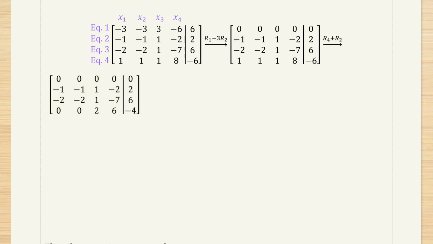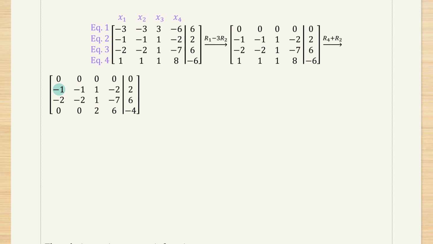Row 4 plus row 2. 1 plus negative 1 is 0. And again, 1 plus negative 1 is 0. 1 plus 1 is 2. 8 plus negative 2, think of it as 8 minus 2, is 6. Negative 6 plus 2 is negative 4.